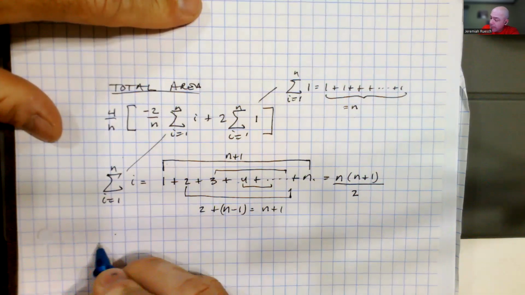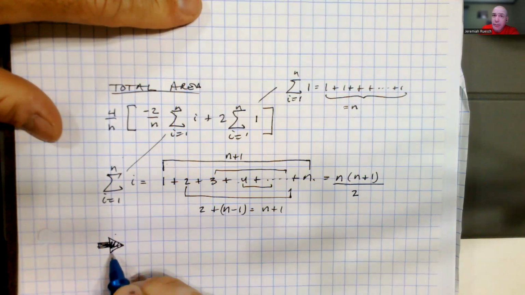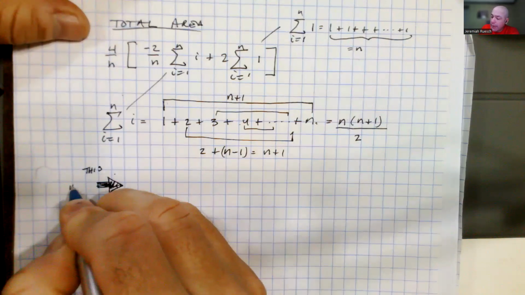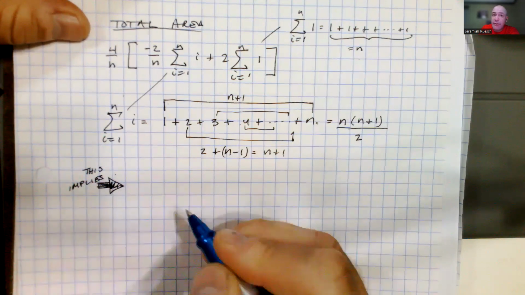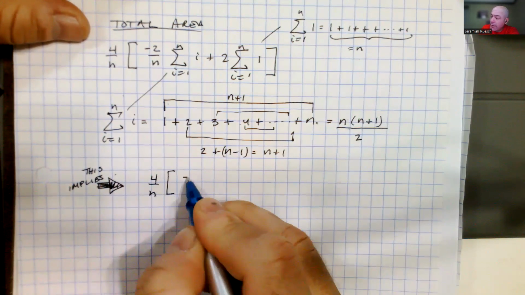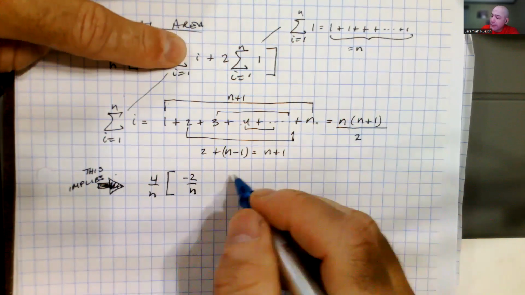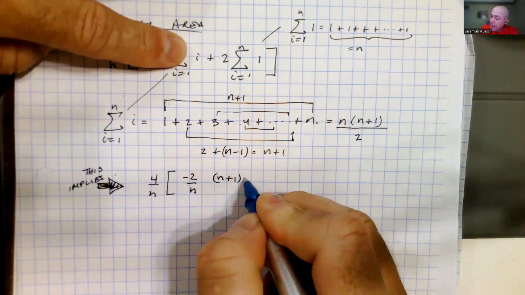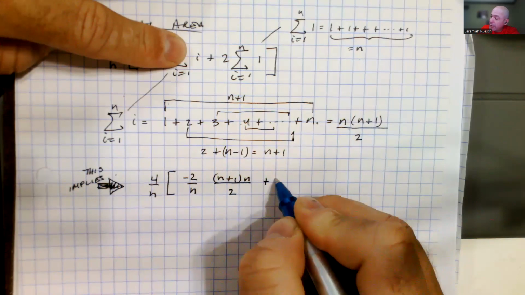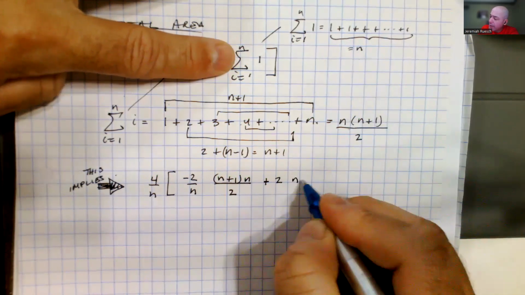Okay. So I'm going to write the arrow like this, and you can read that this arrow means this implies, which is mathematical notation. This implies that 4 over n times the quantity minus 2 over n. Now this sum of i is going to be replaced in closed form with n plus 1 times n divided by 2. And then we have plus 2, and then this sum gets replaced by, well, there's n of them, right? So that sum gets replaced by n.